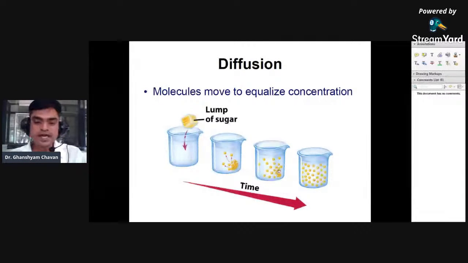After a few minutes they will increase their speed, due to the kinetic energy given by these solute molecules. In this fashion it will go to each corner of the solution, and after a few minutes the whole solution will be uniform. It means the molecules have moved from the higher concentration to the lower concentration, and this process is called diffusion.